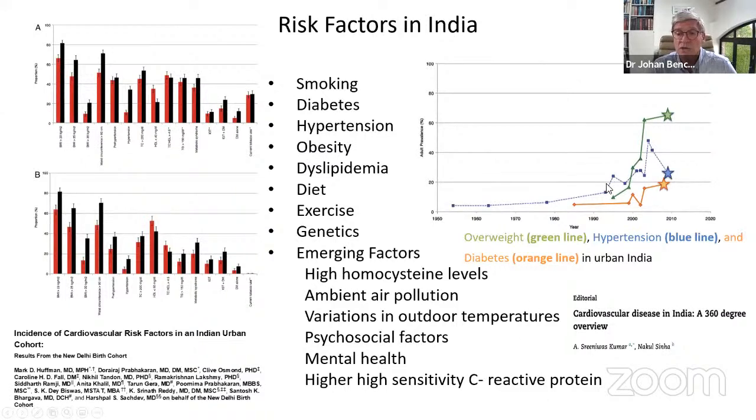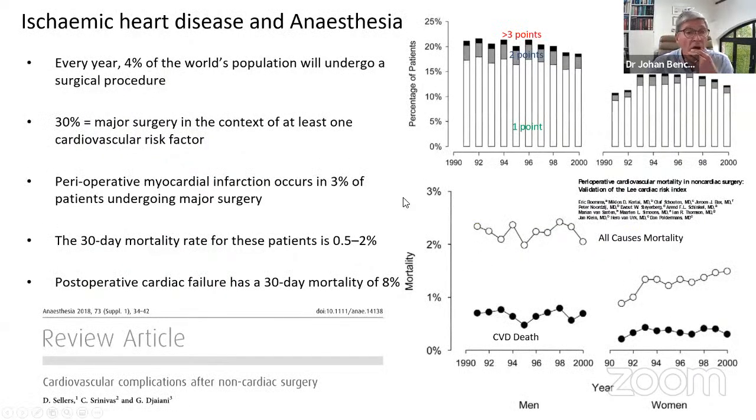You can see the risk factors in India again here, where the overweight in the green line, hypertension, you can see both in the overall as well as in the Indian population, these play with diabetes a major role.